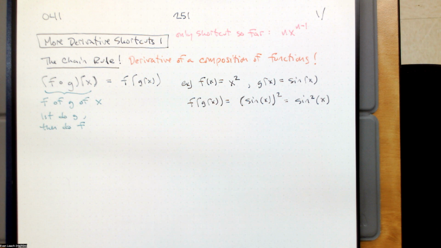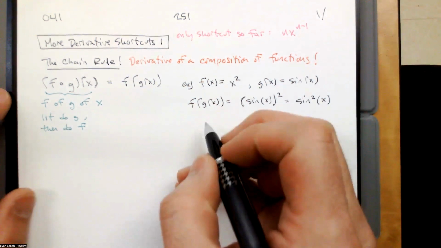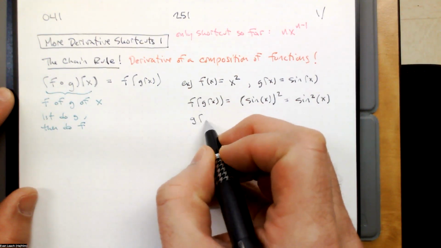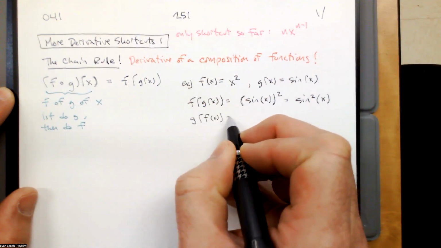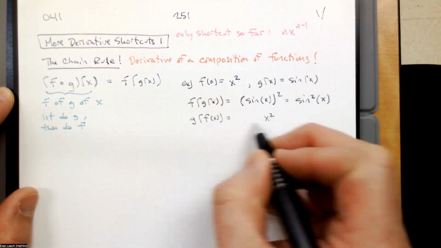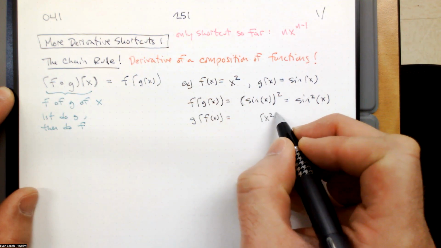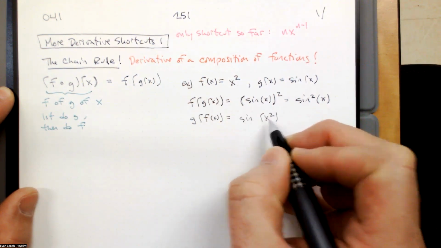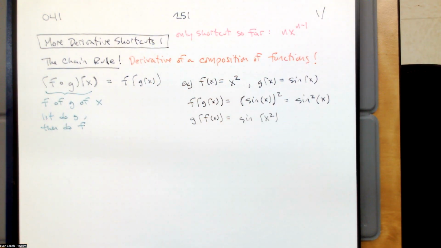Notice that this operation is not commutative. If I switch the order around, then I'm doing things in a different order. So if I write g of f of x, I would first do f of x, which is x squared, and then I would do sine of x squared.